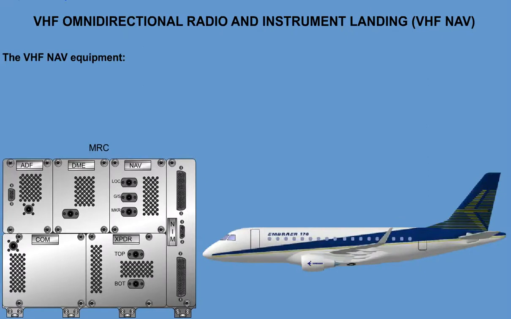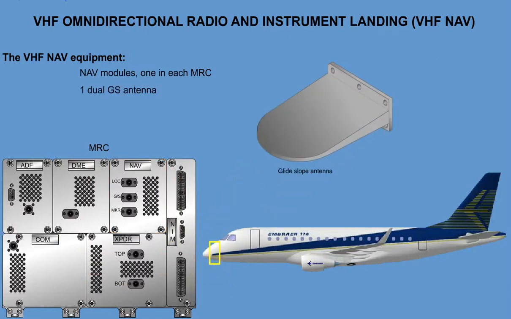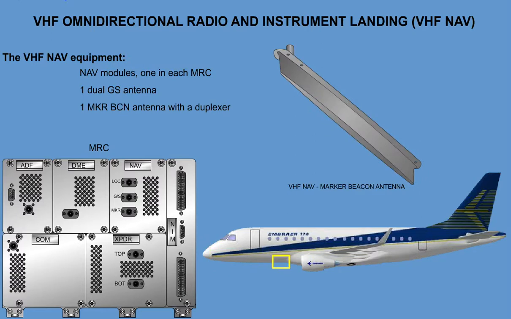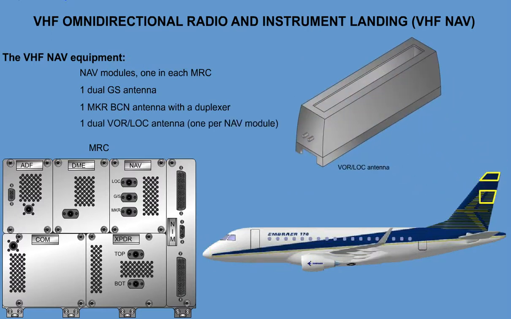The VHF NAV system consists of 2 NAV modules, one in each MRC, one dual GS antenna, one marker beacon antenna with a duplexer, and one dual VOR localizer antenna, one per NAV module.